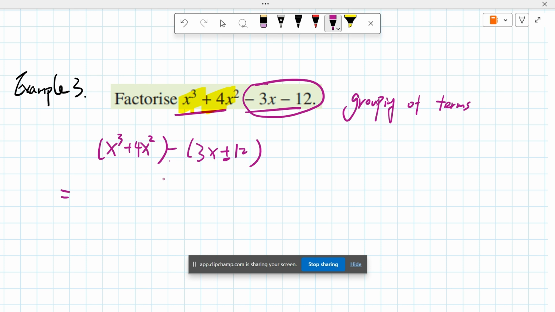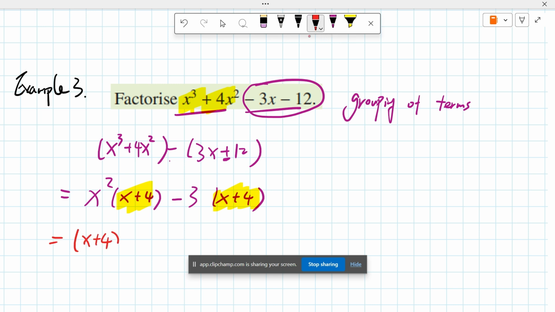So now we have like terms: the first one will be x squared, x plus 4, minus 3, x plus 4. Can you see the common factor in both terms now? The answer will be x plus 4. That is the common factor. And then what we do is x plus 4 outside the bracket, x squared minus 3. And that's it. Hopefully that makes sense.